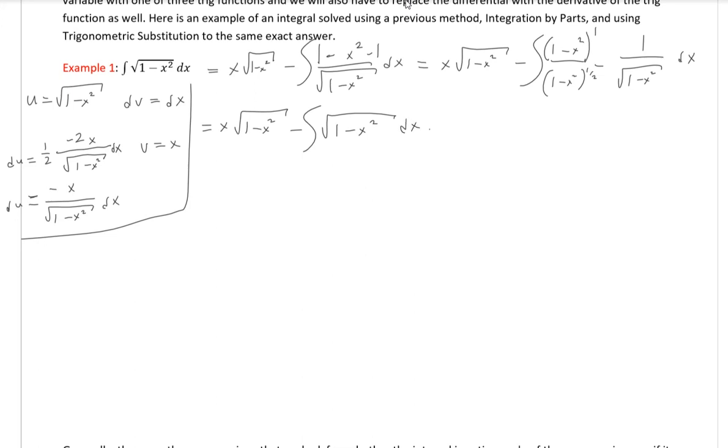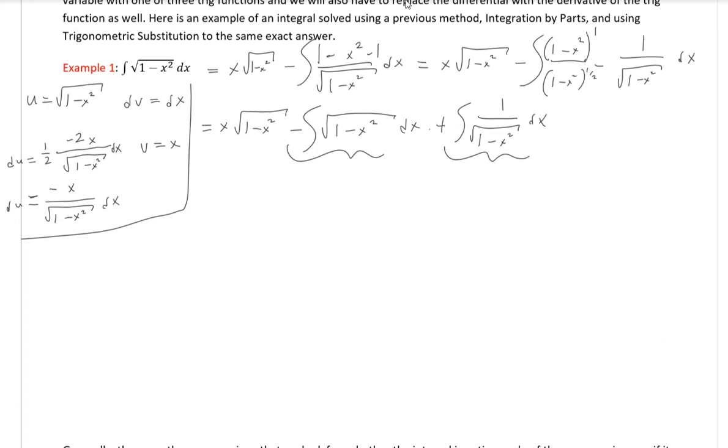And I can separate that as its own integral. Minus, well, this actually would be a plus, because this minus would distribute, plus the integral of 1 over the square root of 1 minus x squared dx. All right, well, this I can actually solve. This is actually arc sine, so that's not too bad. But this other integral is what I started with, and I couldn't solve that before.